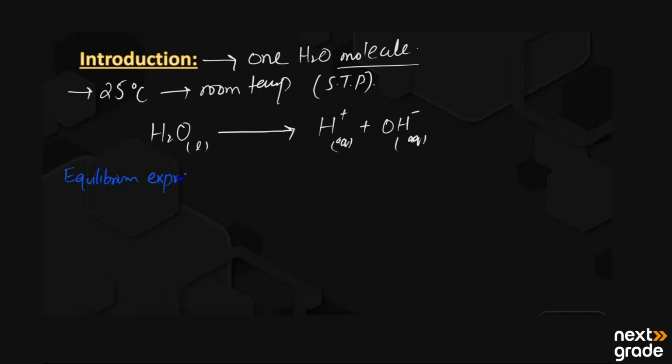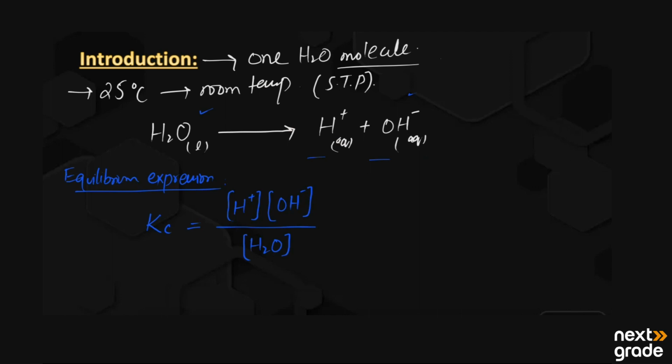The equilibrium expression for this reaction is Kc. It is the equilibrium constant, and we have to write the products over the reactant. So we have two products, H+ ions and hydroxide ions, OH- ions, and at the bottom we have the water molecule as the reactant, as it dissociates into the ions. So this is the main equilibrium constant.